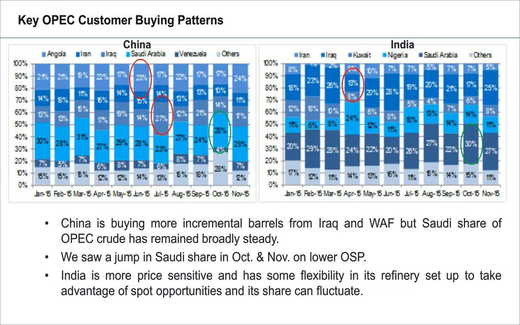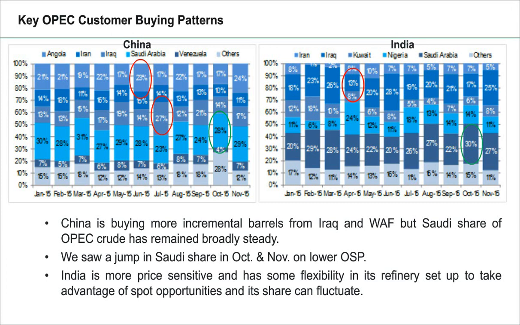So with lower OSPs from Saudi Arabia for November, it appears that the country has really clung on to its market share. Here we can see it's about 29% as a representation of other OPEC countries. So it really seems like their strategy of cutting the prices and trying to attract Chinese interest has really kept onto their market share at around about the 30% mark.